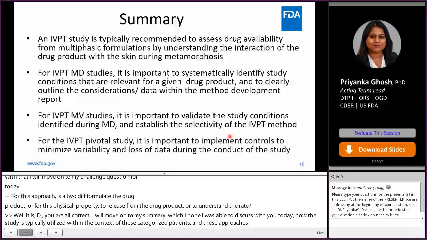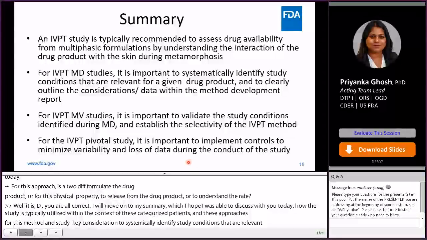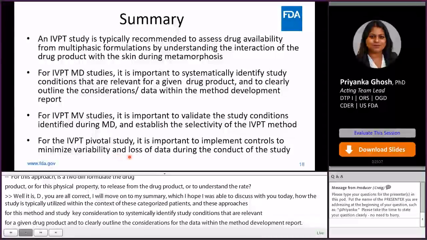And last but not the least, for the pivotal study, of course, it is very, very important to implement controls to minimize the variability and loss of data during the conduct of the study.